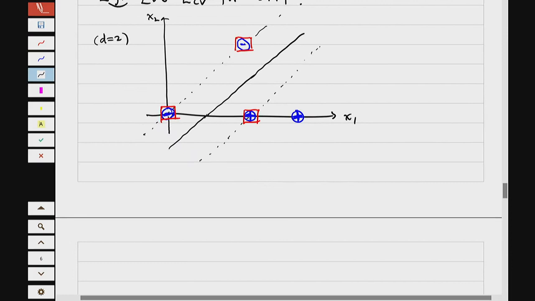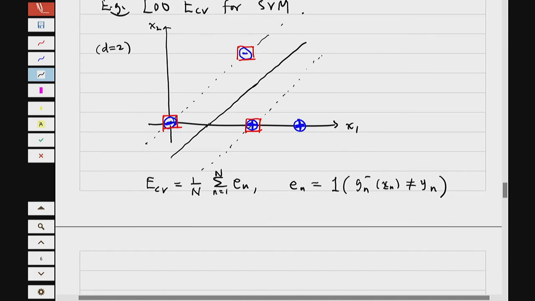Now, for this case, what is the cross-validation error? Of course, it's 1 over n, the sum for n going from 1 to N, of e_n. Where e_n, because this is a classification, is an indicator function that the validation point happens to be not equal to the true label, right? That will be the e_n. Everyone okay? Okay.